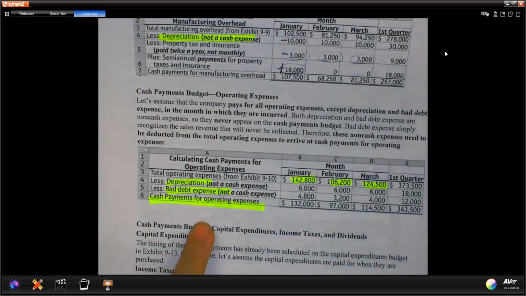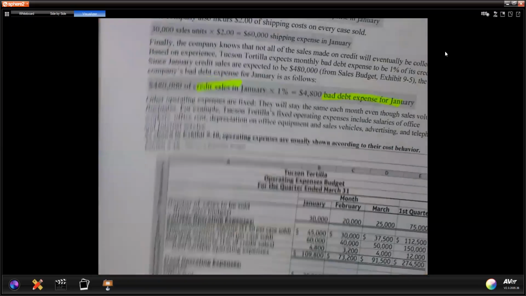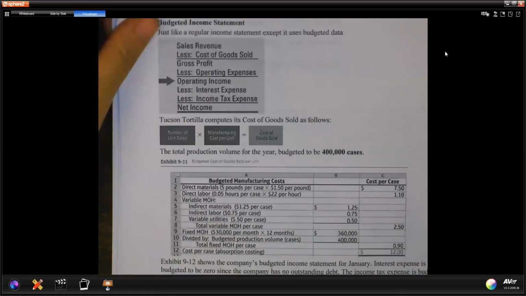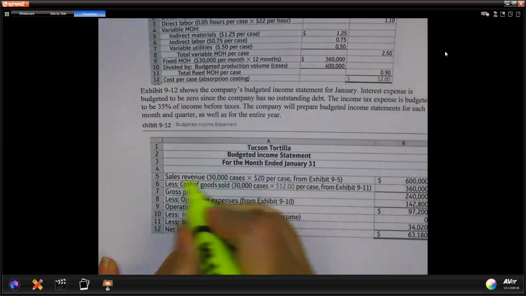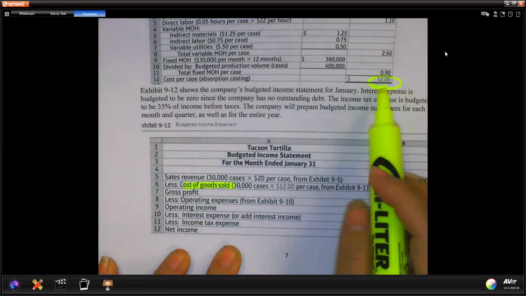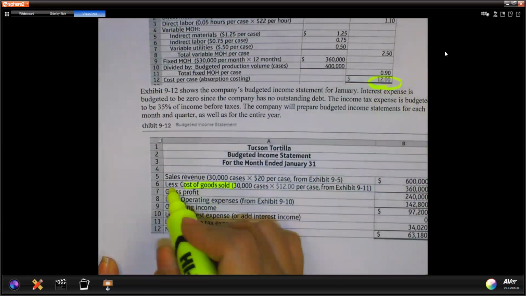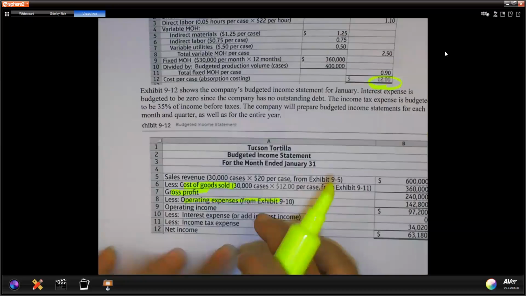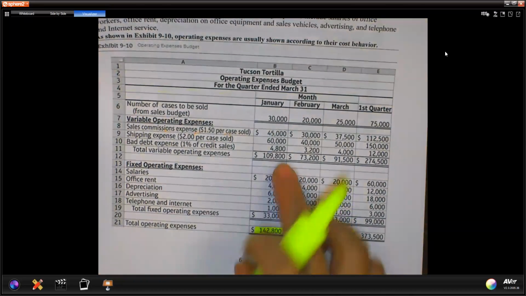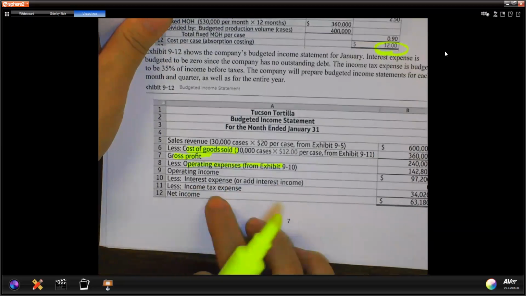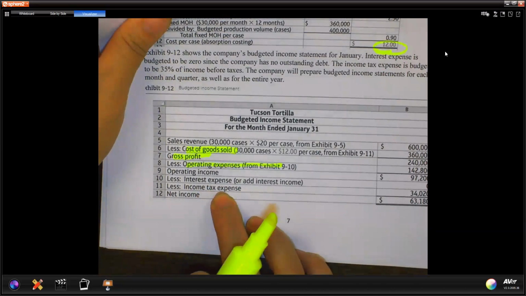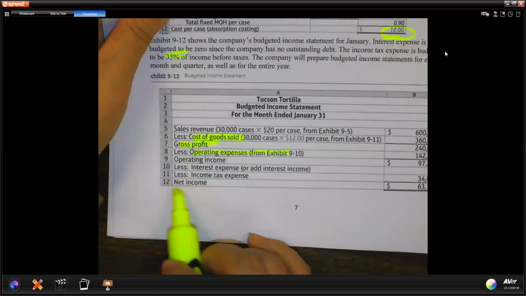Okay, so this is how you link everything there. Then once you get everything, you can prepare your budgeted income statement. You have budgeted sales revenue, you have your budgeted cost of goods sold, you get your per unit there, you get your gross profit, you minus operating expense from your operating expense budget, and then you get your operating income. You minus interest expense, and then you minus income tax, which is 35%, and you get your budgeted net income.